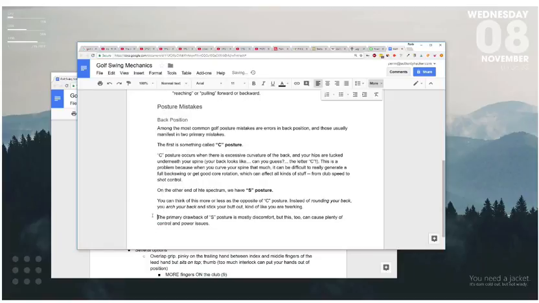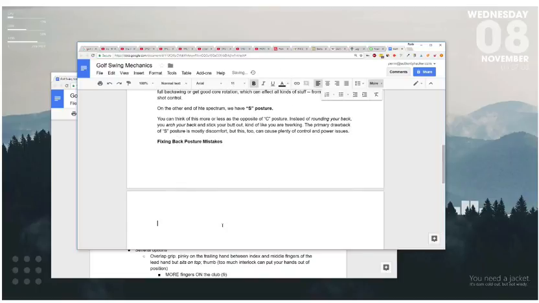Correct the spelling. If I was more disciplined, I wouldn't worry about the spelling, but it drives me crazy to see that red line. Do we fix? Fixing back posture mistakes. I don't want to go all the way down to an H4 heading, so I'm just going to make this a bold line, and that's fine. Fixing back posture mistakes.